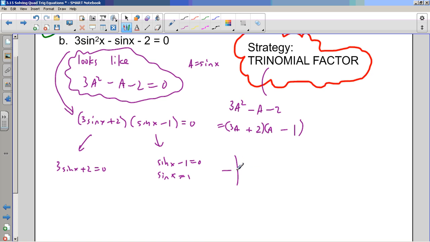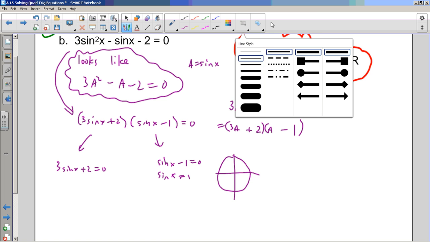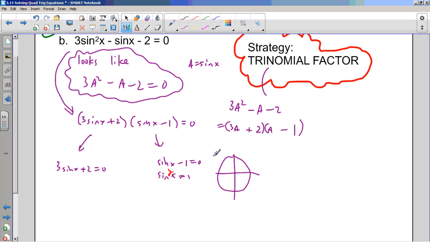I could use the graph if you want. I haven't talked about the rotation angles for a little bit. So if I think of the rotation angle here, remember that sine is the y coordinate. When is the y coordinate equal to 1? Right there at (0, 1), and that's a rotation angle of x equals pi over 2.